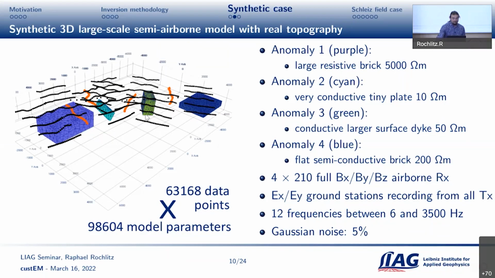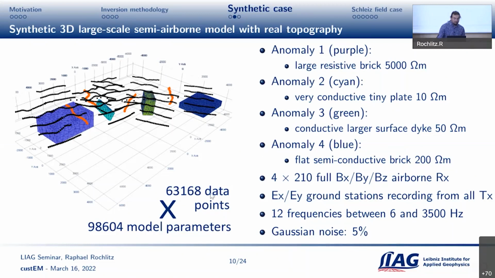And on all our flight lines, we record BX, BY, and BZ airborne receivers. We also installed, it's a bit difficult to see, 11 ground stations as in our real survey layout on the subsurface. So we have a few ground stations here and almost 1,000 receiver positions in the air. For the synthetic data set, we consider 12 frequencies between 6 and 3,500 Hertz, and we add Gaussian noise of 5% to our synthetic data.